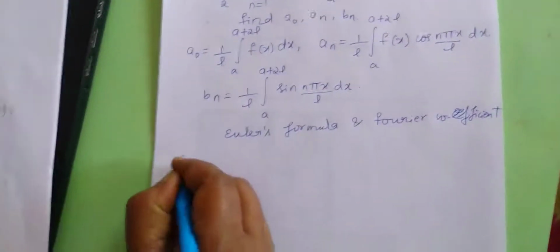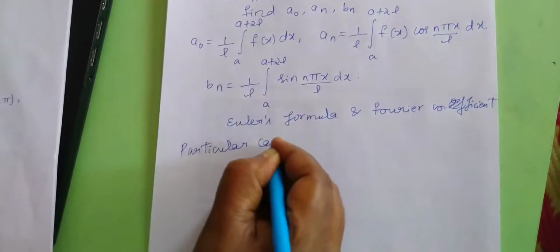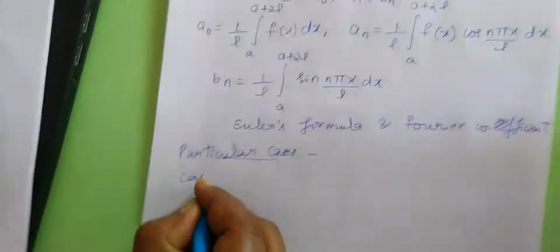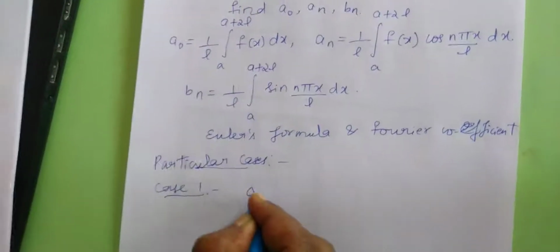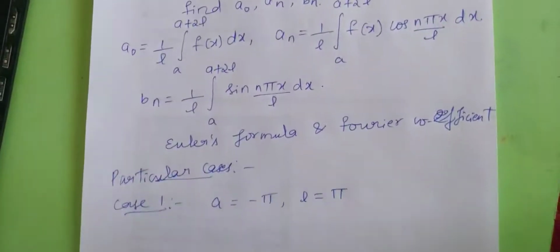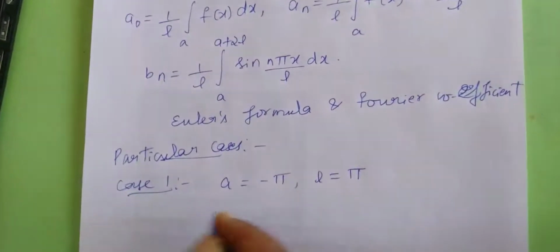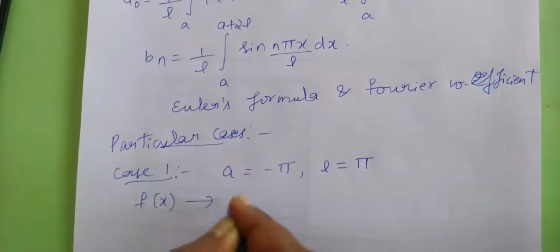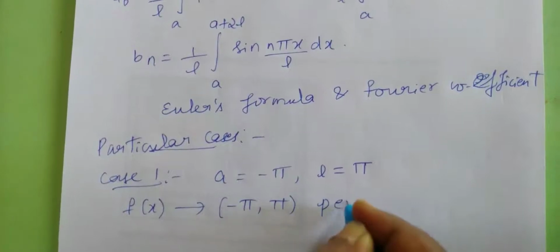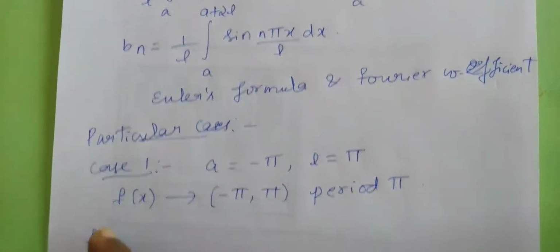Now let us consider the particular cases. Case 1, where a is minus pi and L is pi. If I consider a as minus pi, then the single valued function f of x is defined in which interval? From minus pi to pi with period 2 pi. Sorry, with period pi.